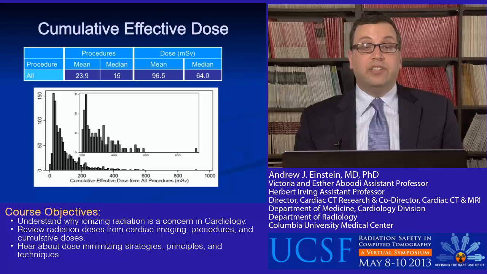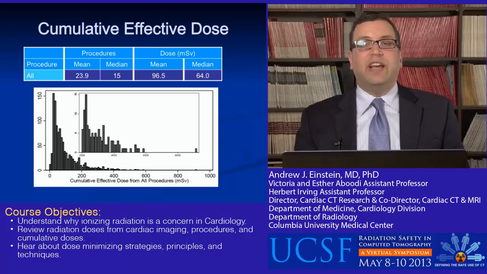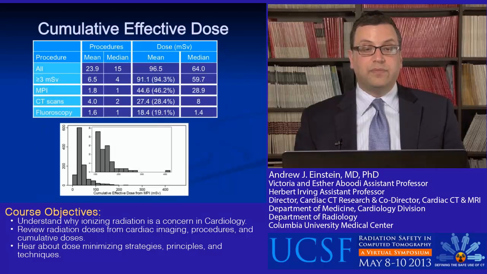Cumulative radiation doses, well, this dose distribution was skewed, but the mean dose to patients was 96 millisieverts, and the median was 64. Pretty high doses, and higher than the dose which a patient would get from any single study.